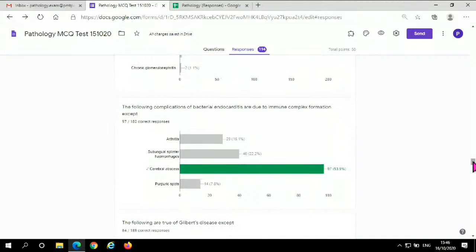Following complications of bacterial endocarditis are due to immune complex formation except: arthritis. See, arthritis is related to antigen antibody complex deposited over there. Subungual splinter hemorrhages also indicate vasculitis, and that is again immune complex deposition. Cerebral abscess is nothing but an abscess, means it is infection, so it is not immune complex deposited over there. Some type of infection has gone from the heart to the brain, and therefore cerebral abscess has occurred. So that is the correct answer. Purpuric spots again indicate vasculitis.